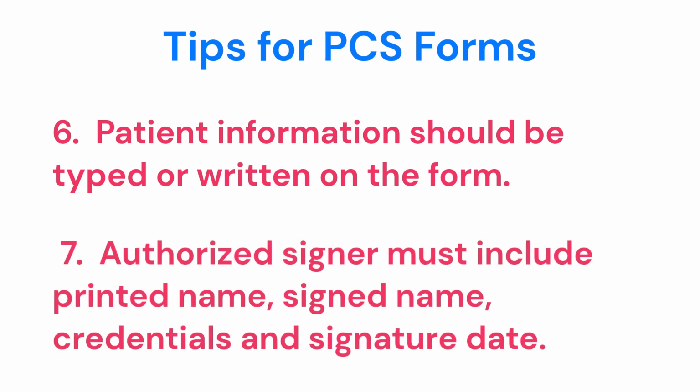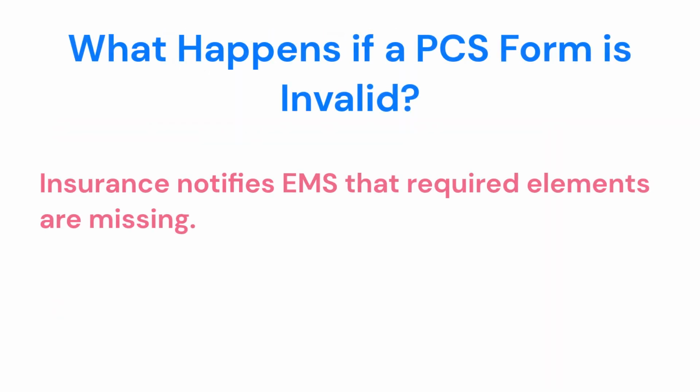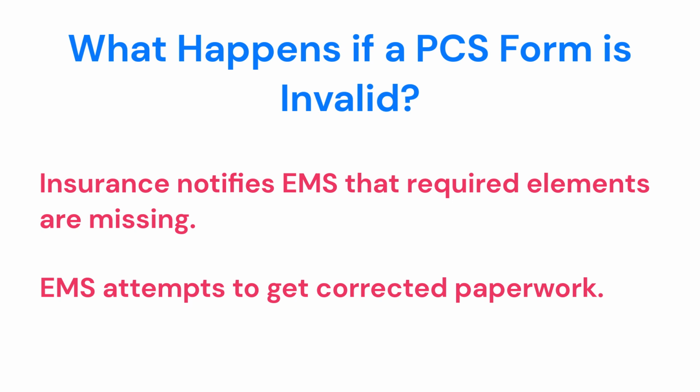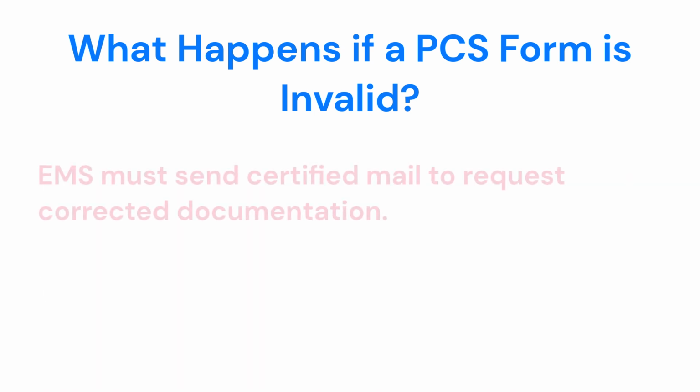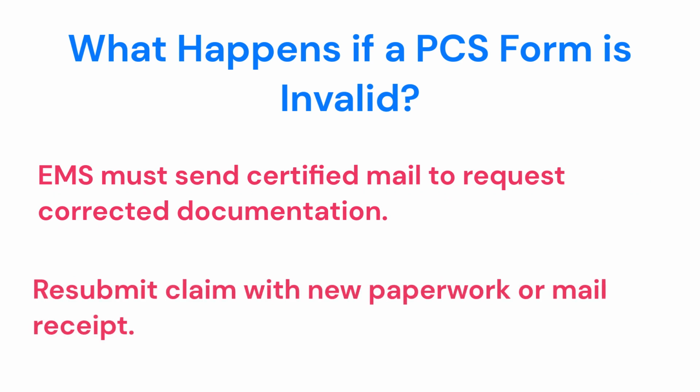7, ensure the healthcare professional signing the form has listed a printed name, assigned name, credentials, and the signature date. If the PCS form does not contain all elements required by CMS regulation, the EMS provider may submit the claim after 21 days if they can prove there was an attempt to obtain corrected information. In order to prove this attempt, an EMS company has to send a certified mail request to the facility.